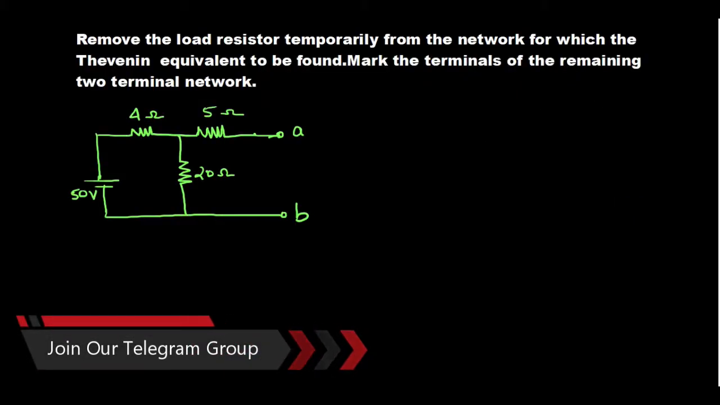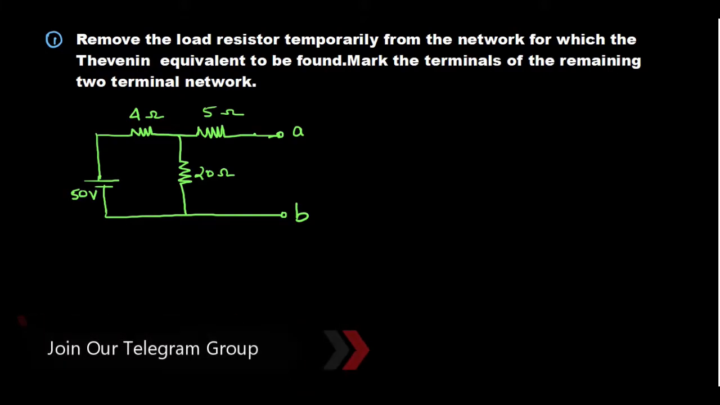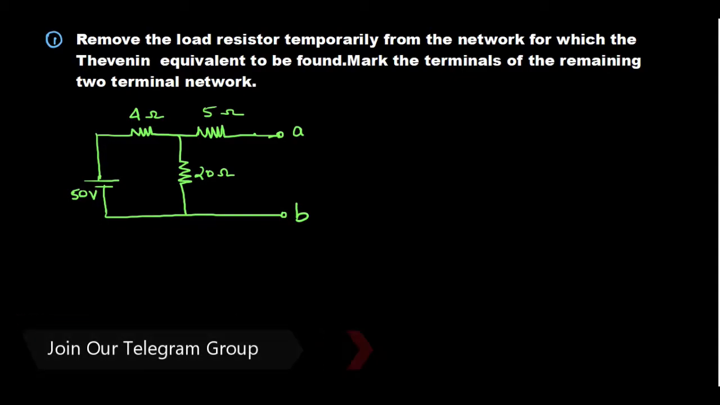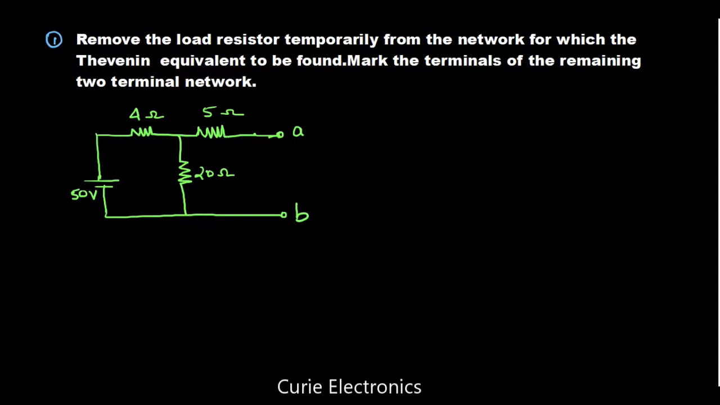First step, remove the load resistor temporarily from the network for which the Thevenin equivalent is to be found. Mark the terminals of the remaining two terminal network. So what I have done, I have removed the 10 ohm resistor, that is our RL. Then the remaining two terminal network I have named as A and B.